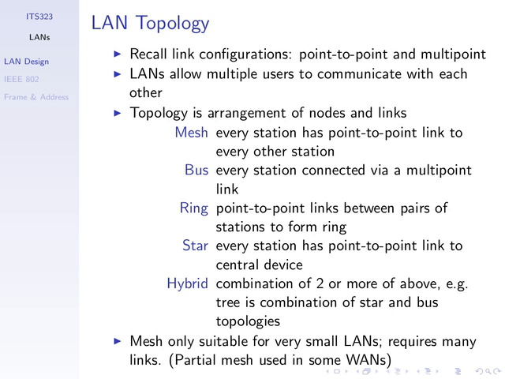A mesh topology connects everyone to everyone else via point-to-point links. If we have 4 computers in our very small LAN, just 4 computers, if we use a mesh topology, how many cables do we need?